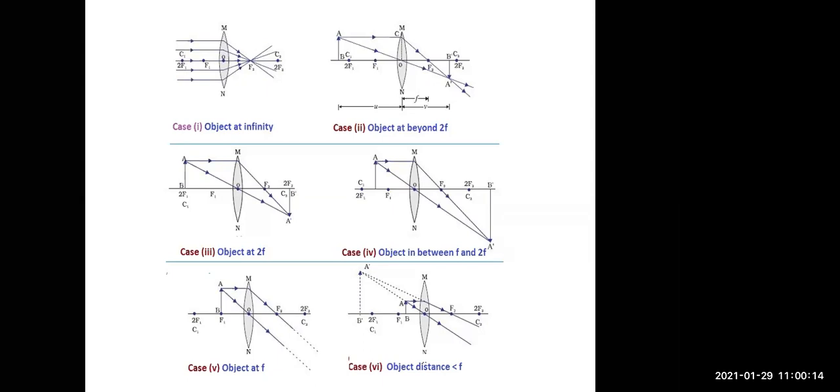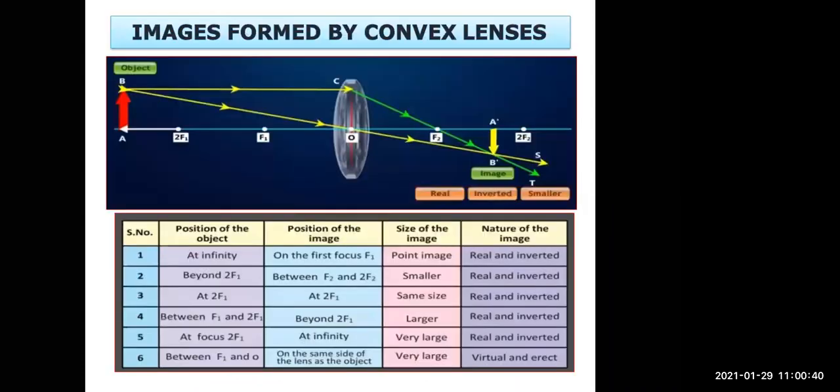In this case the nature of the image is real and inverted, and the size of the image is the same as that of the object AB. So A dash and B dash is the image which is formed, of the same size as the object AB. Then comes the fourth case: if the object is between f1 and twice f1, then the position of the image will be beyond twice f2, the size of the image will be larger, and the nature of the image will be real and inverted.